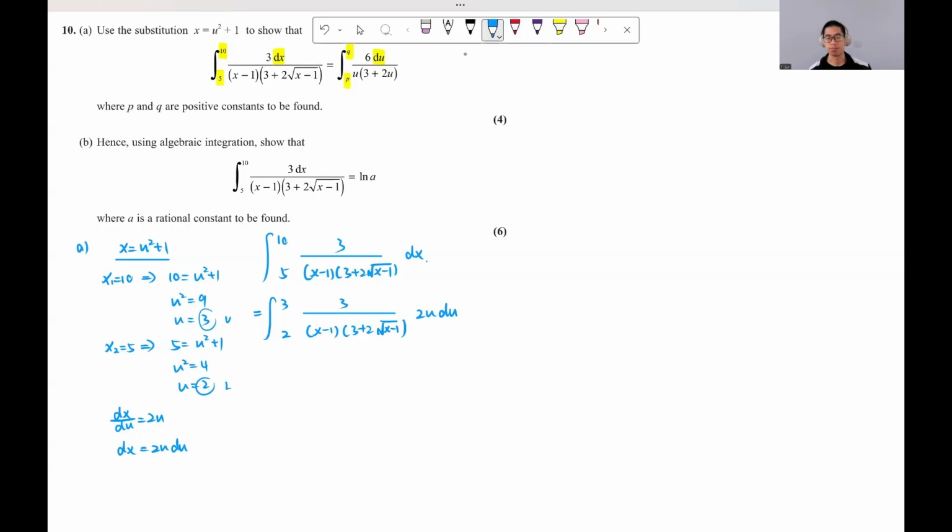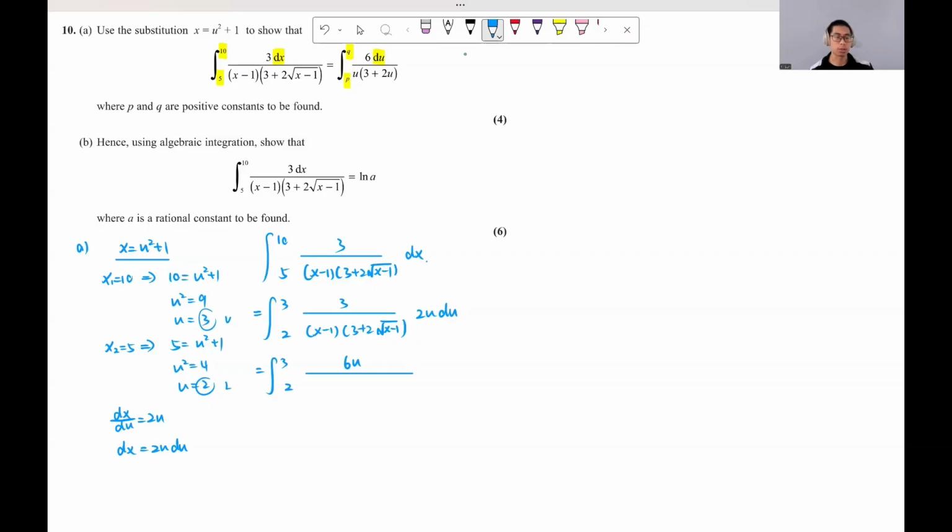But most of the time we can simplify it. So for this one, there isn't anything we can simplify. So we just continue. So 3 times 2u is 6u. So I will change that into 6u first. And then for the rest of them, we can start to simplify it.